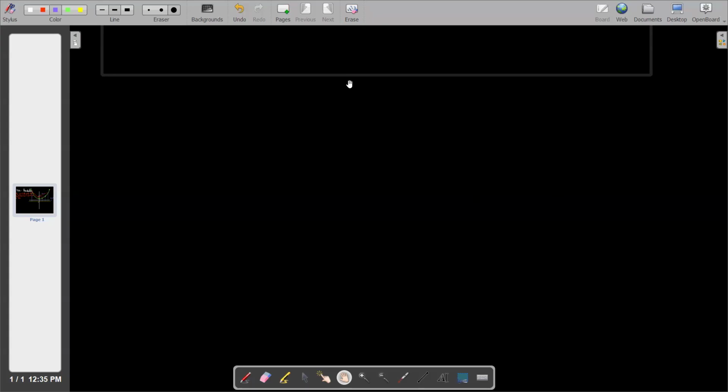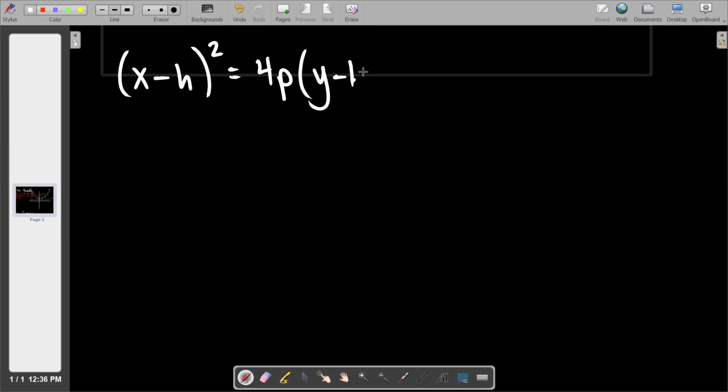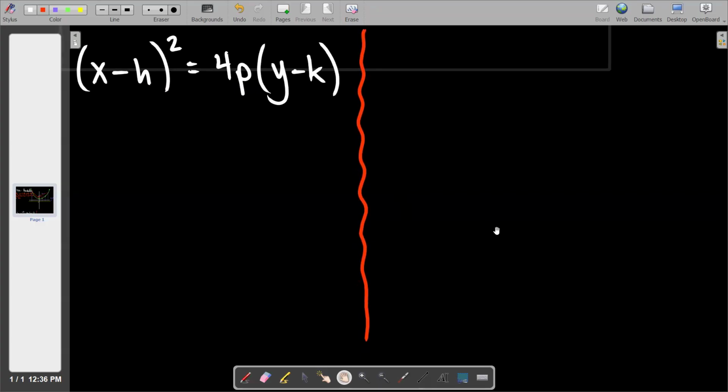So for this portion, the first thing I want you to do is write down a couple of formulas. You're going to get probably a little bit mad at me for this, but I can take it. So for the first one, I want you to copy this down. And then, if you'd be so kind, on the other side of this red curtain, I'm going to have you copy down another formula for me.